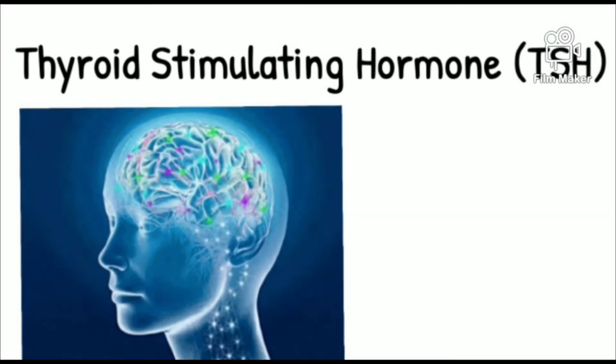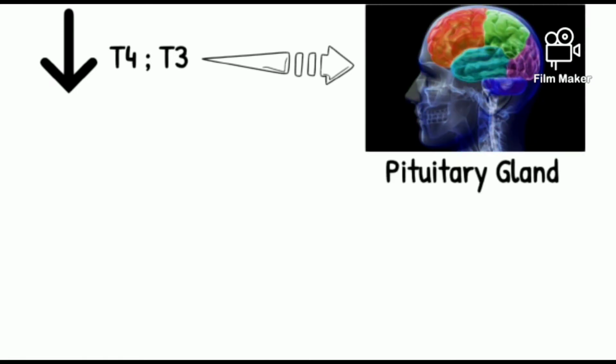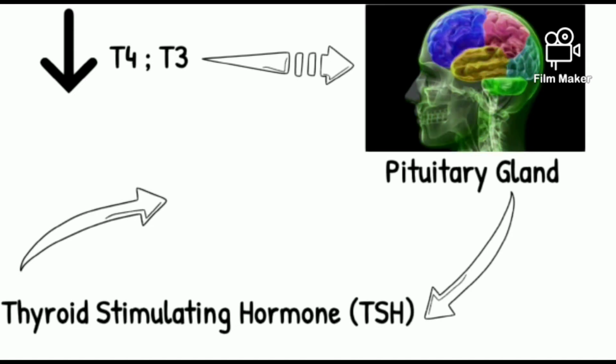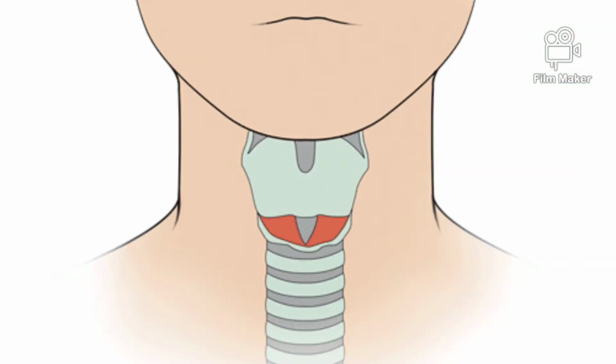So, in brief, whenever the T3 and T4 levels are reduced, it sends a signal to the brain. The brain, that is the anterior pituitary gland, in turn releases TSH hormone, that is the thyroid stimulating hormone. This thyroid stimulating hormone helps to raise the T3 and T4 levels. That is, whenever the T3 and T4 levels are reduced, the TSH levels are increased. With this basic information, we'll go on to how to read a thyroid test report.